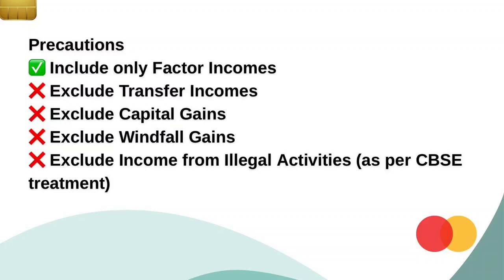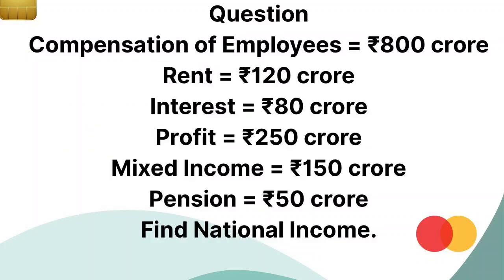Golden rule. Whenever you are confused, ask yourself, is this income earned because someone produced goods or services this year? If yes, included. If no, excluded. That one question can solve many board questions. Now let's solve a board level question together.